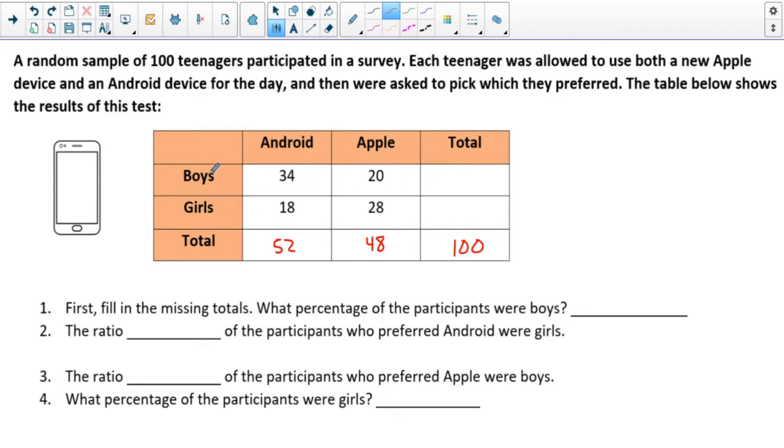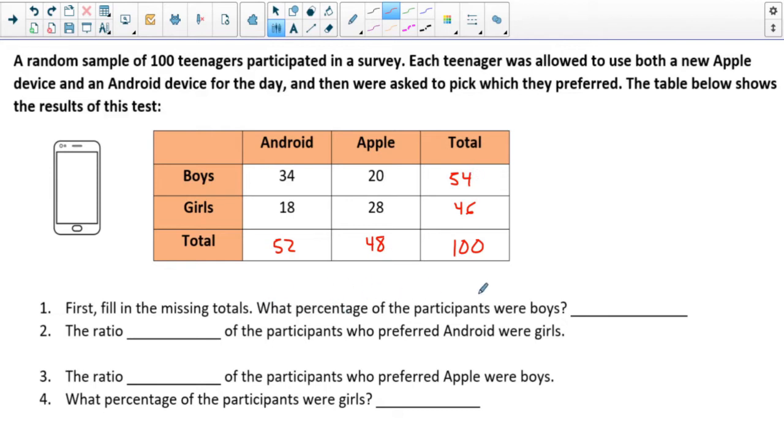And same thing, let's add up the total for the boys. 34 plus 20 is 54. For the girls, 18 plus 28 is 46. And again, it looks like this is adding up to 100. So that's a way to check your work. If it's not adding up, maybe go back, see if you made a mistake adding.